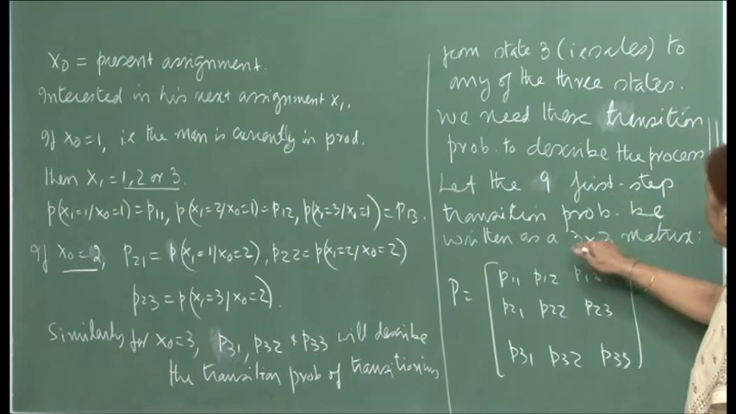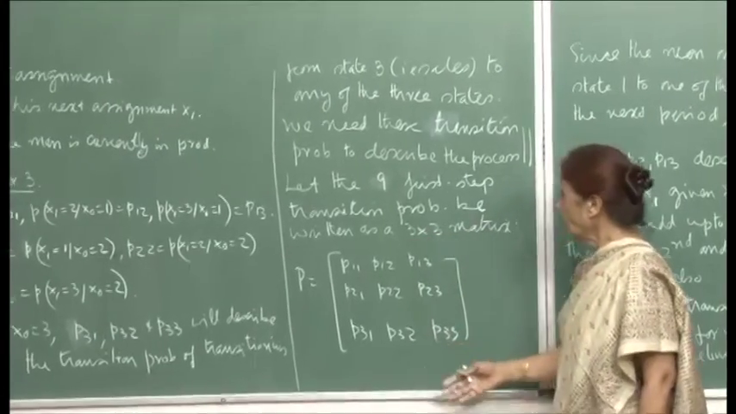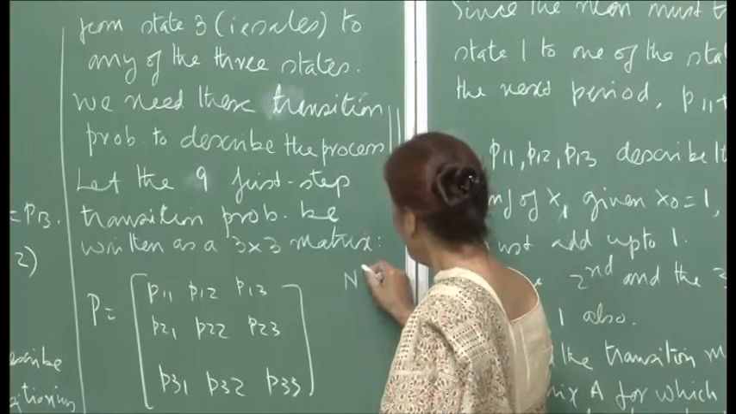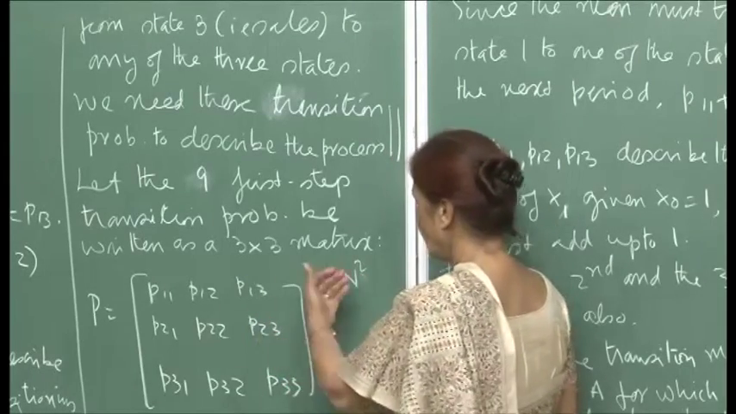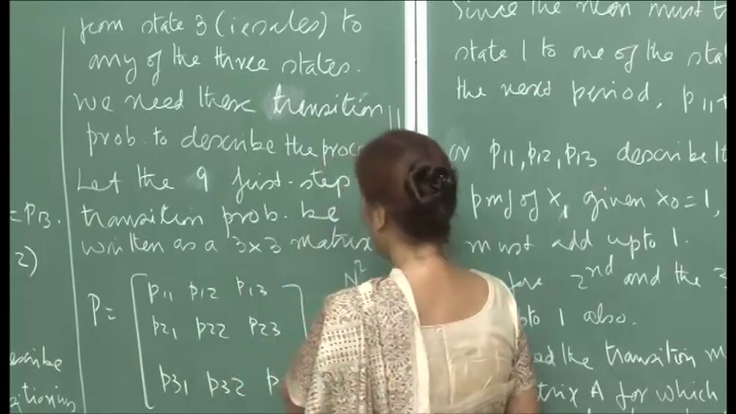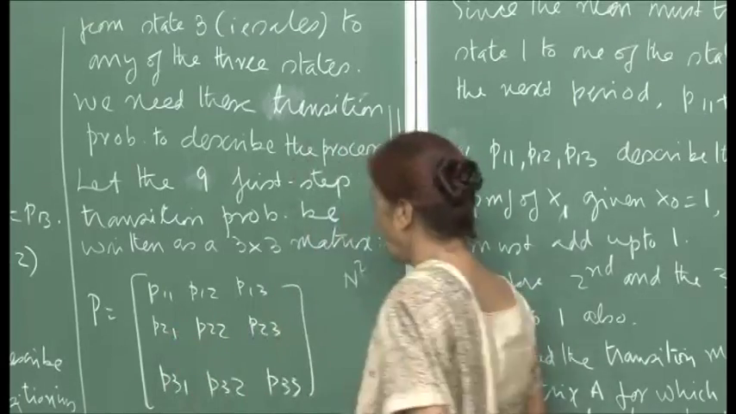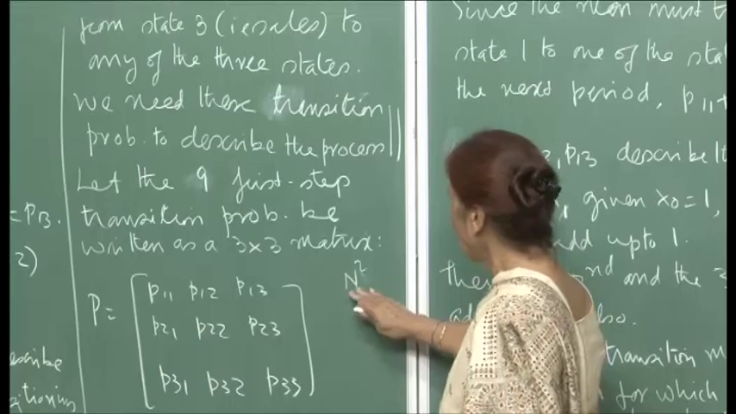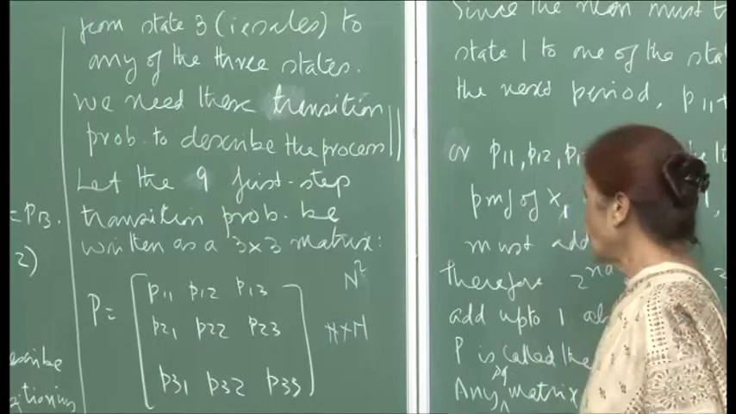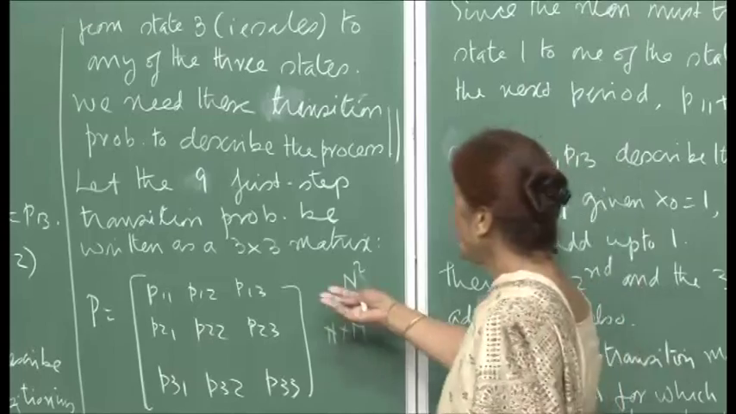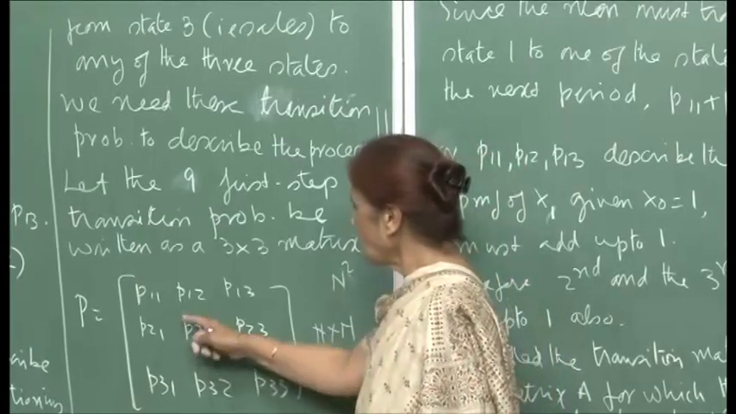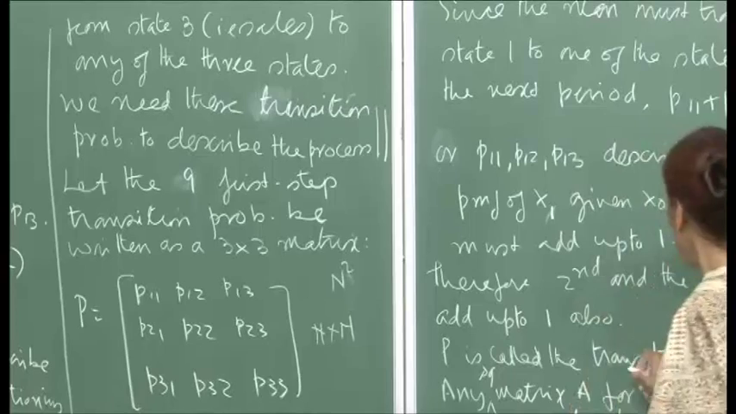So now the 9 first step transition probabilities can also be written as a 3 by 3 matrix. Remember, whatever the number of states, if the number of states is capital N, then your transition probabilities will be N square, because you can go from one state to any of the N states. Therefore, you will always have N square numbers, and so these transition probabilities can be written in a matrix form. So, if you have N states that this system can occupy, then it will be an N cross N matrix in which you can record all these transition probabilities. Here, since we have three states, I can record all the 9 first step transition probabilities in a 3 by 3 matrix. So, P will be called a transition matrix.